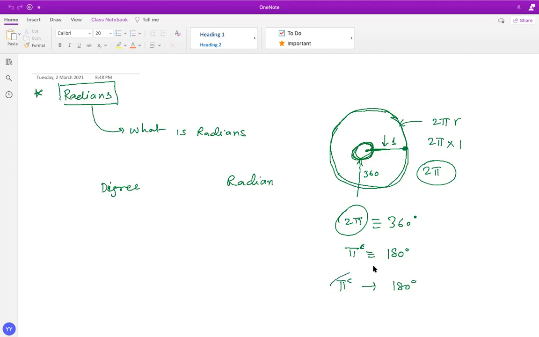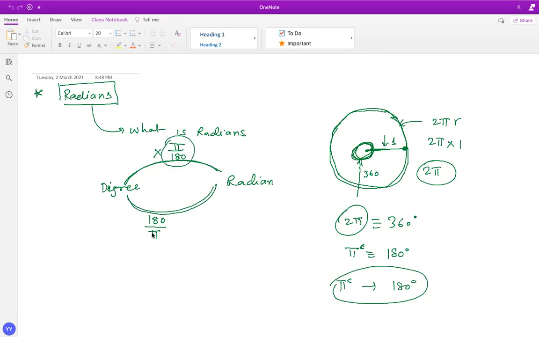Now this gives us a way to convert measurements from degrees to radians. If you wish to convert an angle from degrees to radians, you multiply by pi by 180. And if you want to convert from radians to degrees, you multiply by 180 by pi. So the first thing you've got to understand is how to convert measurements from degrees to radians and radians to degrees. You have a shortcut here: multiply by pi by 180 to get radians, multiply by 180 by pi to get degrees.